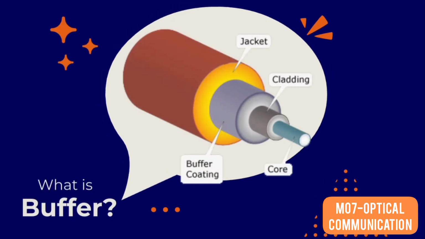So moving on, what is buffer? As you can see in the illustration, the buffer coats the optic fiber and protects it from physical damage and light from leaking.